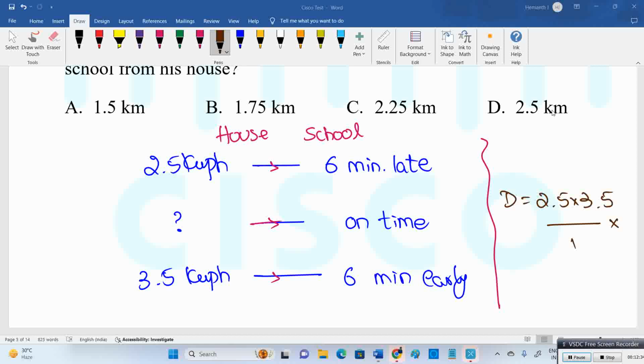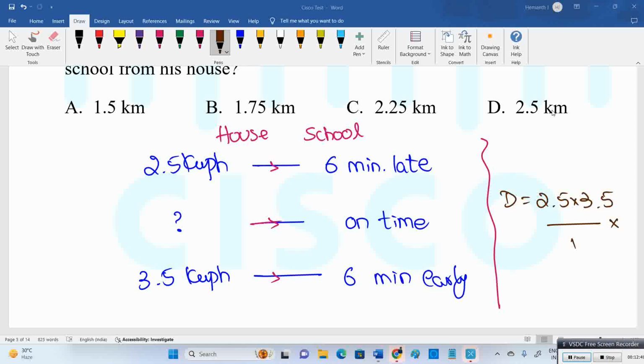6 minutes late and become 6 minutes early. So when speed is increased, definitely we'll save some time. Previously late by 6 minutes, now 6 minutes early. You can analyze this situation like you had a 6 rupees loss, now you are in 6 rupees profit.